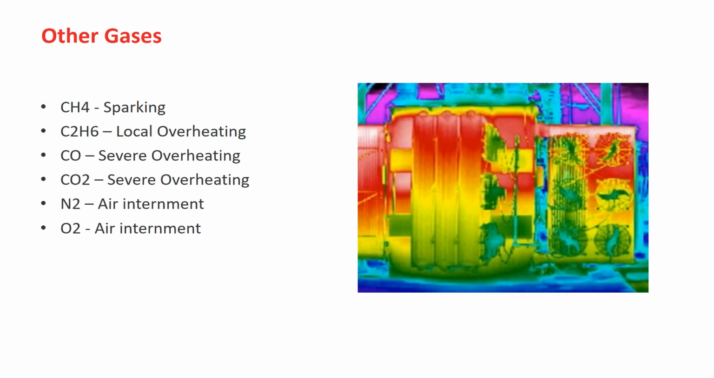Other gases. Other different issues will have their own specific signature, which are different gases at higher detection levels. Methane will be generated as a result of some sparking. If we have a hot spot and it creates local oil overheating, we will see ethane generation. CO and CO2 are generated as overall severe overheating of the oil. Sometimes installing an oil cooler can help to ease this issue. Oxygen and nitrogen gases are the indication of air entrainment.